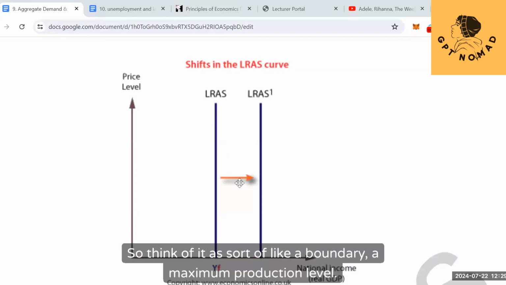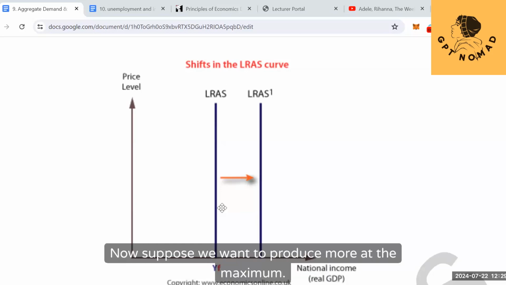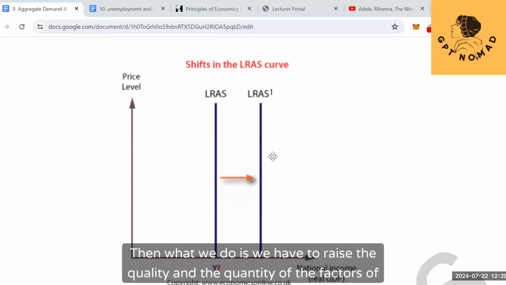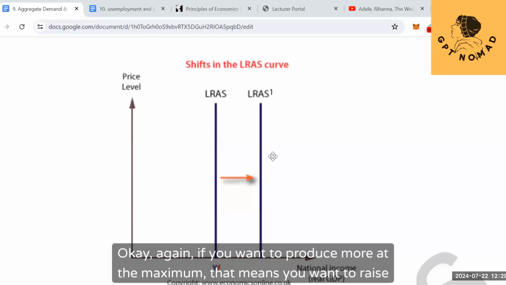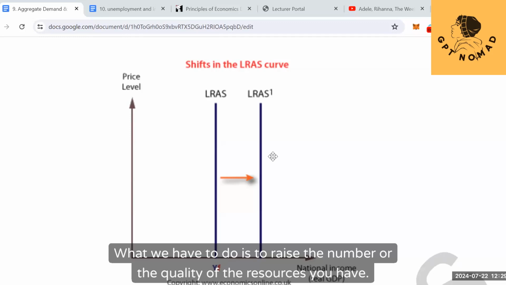So think of it as sort of like a boundary, a maximum production level. This is indicated by the LRAS. Now, suppose we want to produce more at the maximum, right? We want to raise this level of production, as you can see here, from LRAS to LRAS, we want to increase the maximum. Then what we do is we have to raise the quality and the quantity of the factors of production. Again, if you want to produce more at the maximum, that means you want to raise your maximum capacity. What we have to do is to raise the number or the quality of the resources you have.